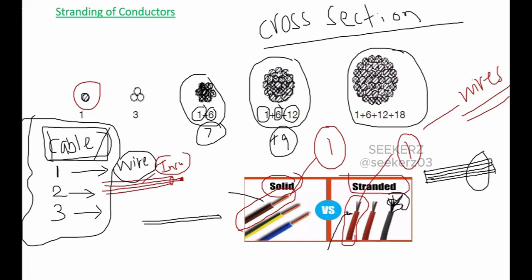But mostly we are using the word wire. This wire can only be used for single conductors. Here, this is a wire, this is a separate wire, this is a wire, this is a wire. So this is the wire, and I will show you in the next part.